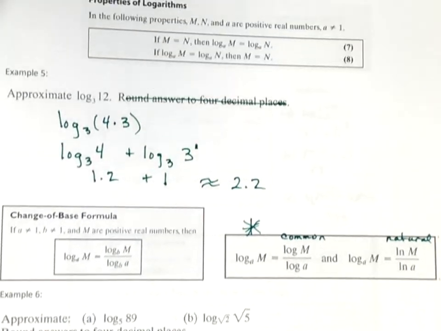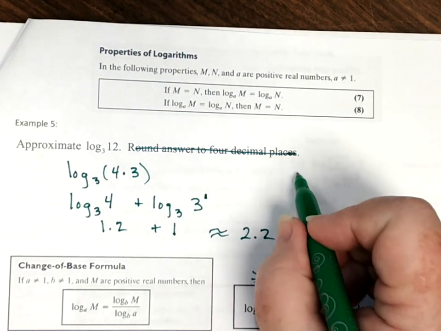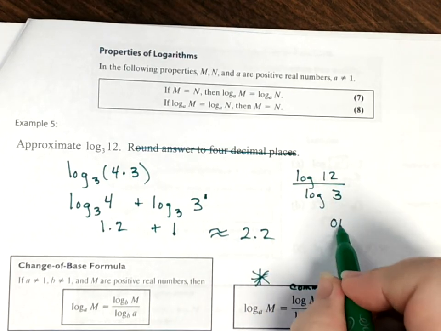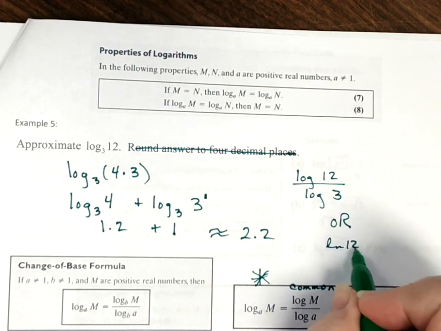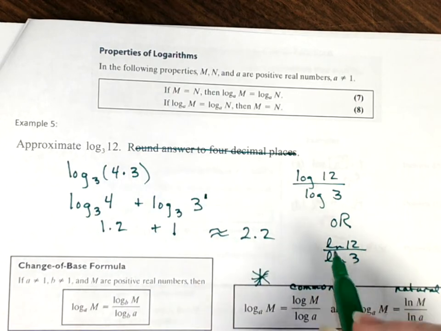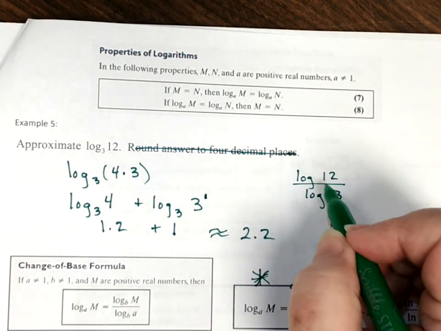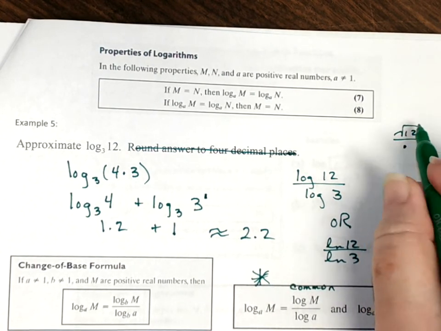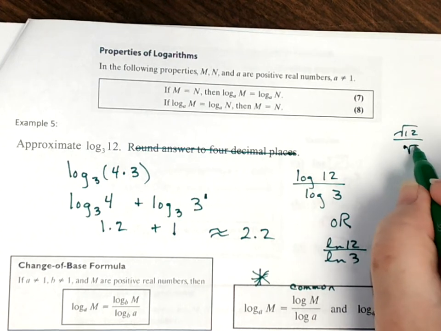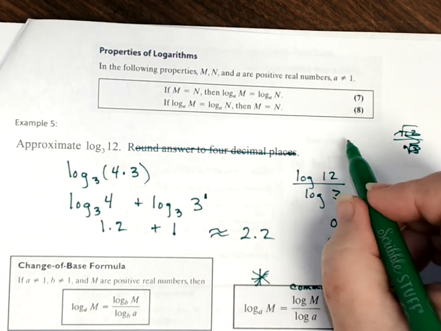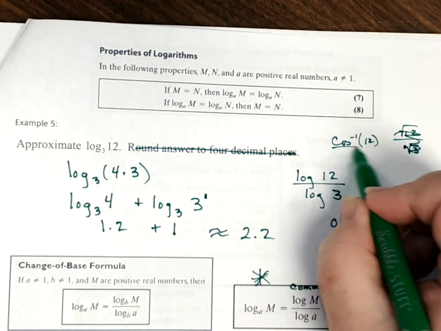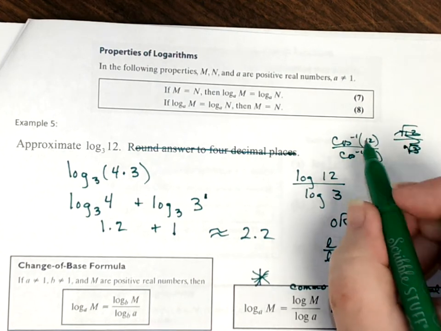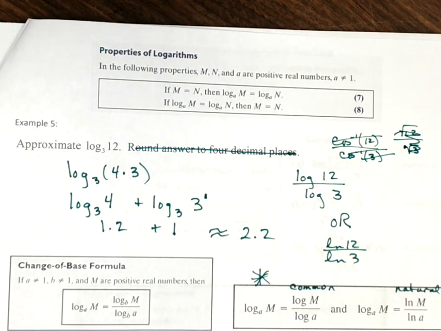So let's go back to this problem up here. Let's type in log of 12 divided by log of 3, or natural log of 12 divided by the natural log of 3. Now this is not equal to the natural log of 4. You cannot divide these numbers out. That's like saying that the inverse cosine of 12 divided by the inverse cosine of 3 would be equal to the inverse cosine of 4, and it is not. You cannot divide your arguments out there, okay?